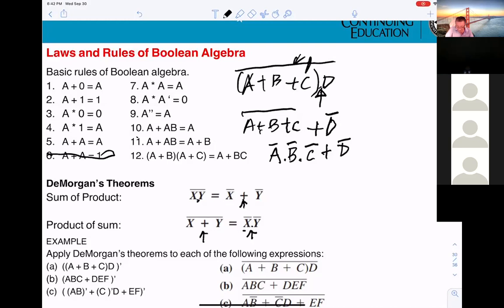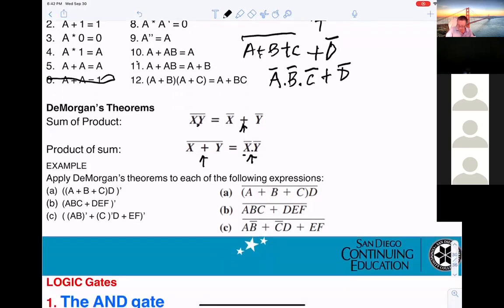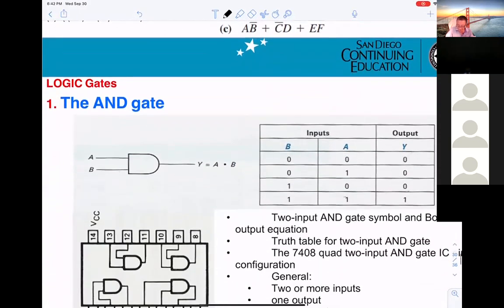And number B, number C, we already have the answer for you. You try it. Otherwise, I want to quickly go through this next thing.